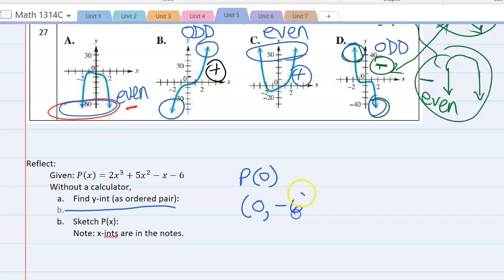We can also determine the end behavior of p of x. Since the leading coefficient is positive and the degree of the polynomial is odd, we know that the ends will go in the opposite directions, like that of a linear parent function. The left will be going down while the right will be going up.